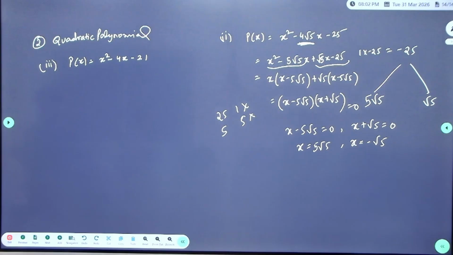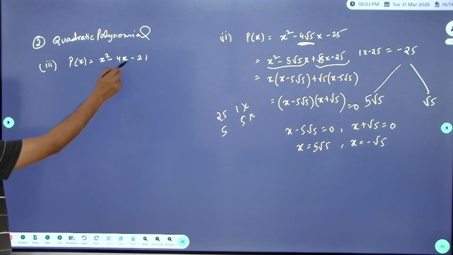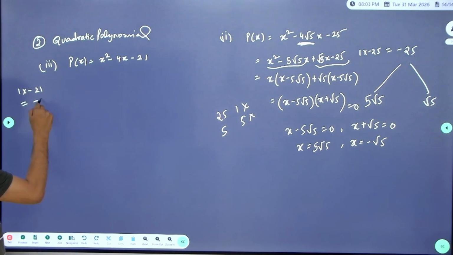So x equal to 5 root 5, x equal to minus root 5. These are the factors. Got it? So the third one is similar. These types of equations you have done in the 9th standard. 1 into minus 21. The factors are, sorry, this is minus 21. Negative means you have to find the factors such that their subtraction is the middle term. So the factors are 7 and 3. But the 21 is negative, so we have to take the bigger one as negative. So minus 7 and plus 3.